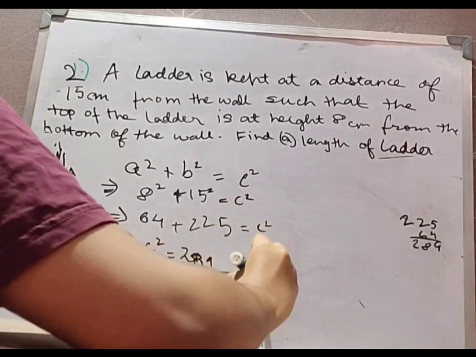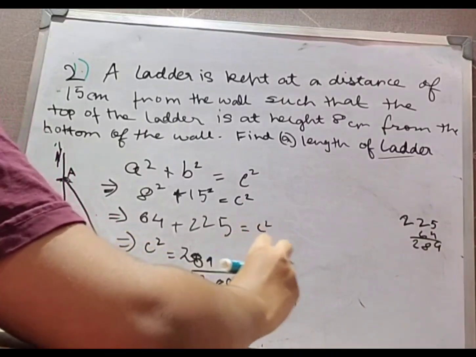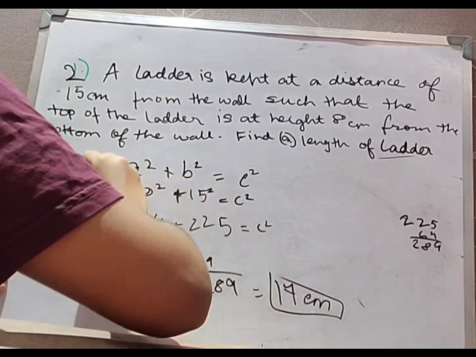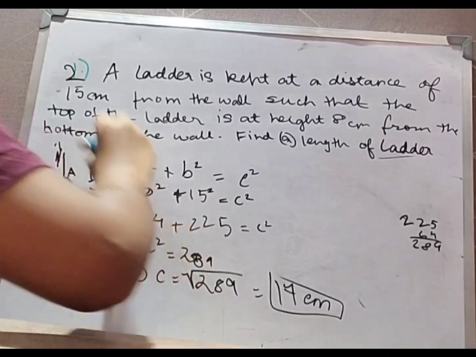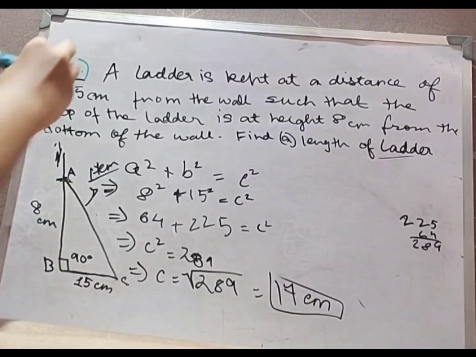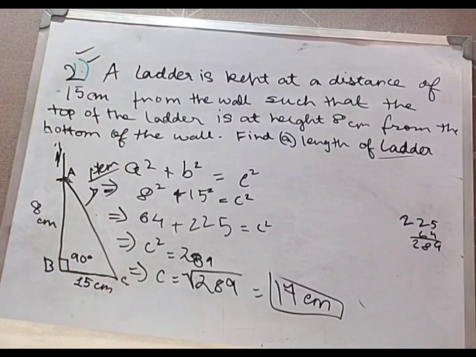And what is root over 289? It's 17. And what is the unit? Centimeter. So the length of the ladder is 17 centimeter. We used Pythagoras theorem to find out the length of the ladder. So such kinds of question will come. These were the top 2 kinds of questions that may come.